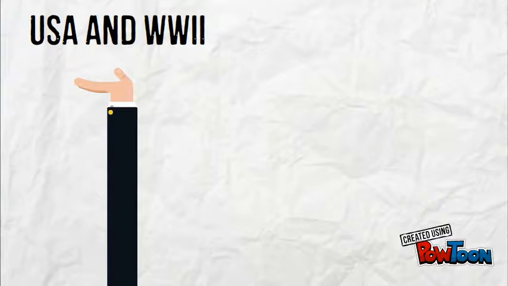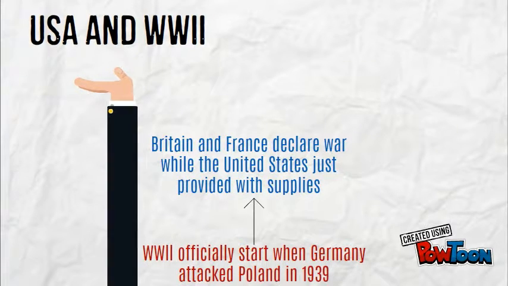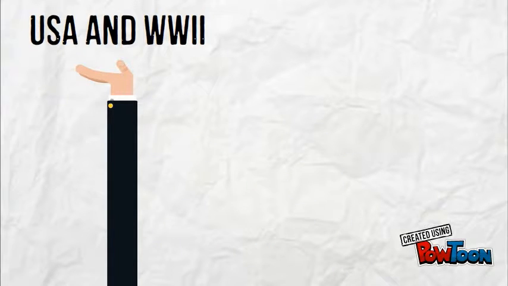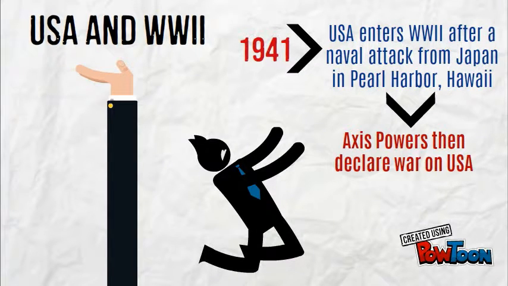World War II started on September 1, 1939, when Germany invaded Poland. This caused Britain and France to declare war on Hitler's Nazi Germany. The US didn't officially enter the war until December 7, 1941, when the Japanese bombed a naval base in Pearl Harbor. Four days later, Nazi Germany and its Axis partners declared war on the US.